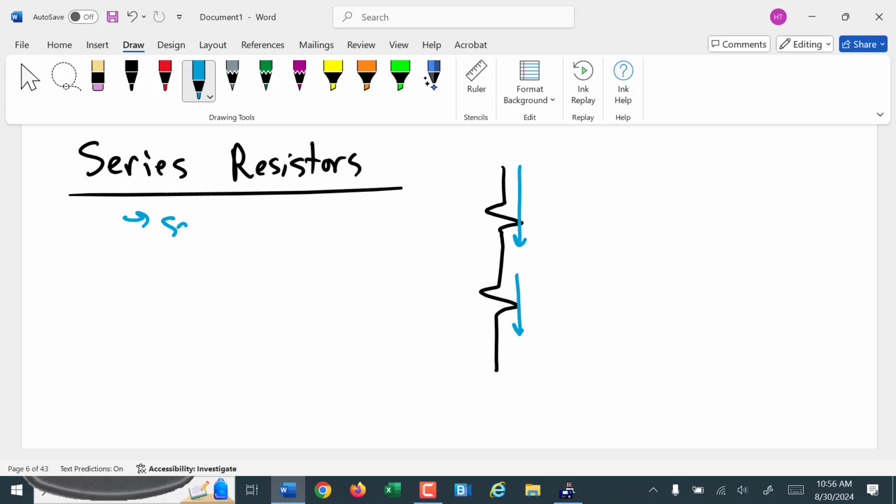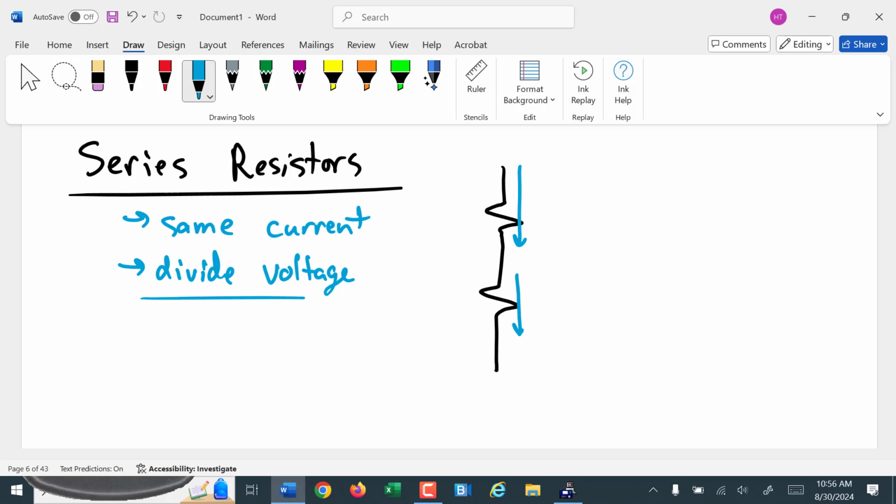So if we have two resistors in series, what series means is that whatever current flows through one must also flow through the other. They're on the same path. So series resistors will have the same current because what flows through one must flow through the other. They will divide the voltage. Using resistors in series is one method that is often used to regulate a voltage if you need a voltage other than what is being produced by your transformer.